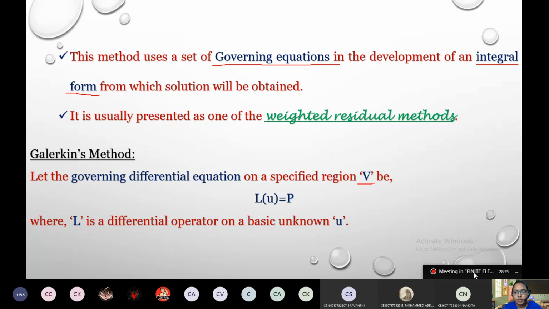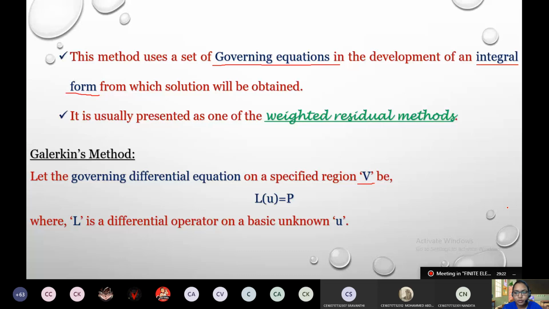Now, I hope you're writing this. Let L here be the differential operator on the basic unknown. The degree of the differential operator depends on the variety of the problem. That is why we are directly just taking it as a differential operator. It can be d by dx, d square by dx square. It depends on the respective problems.